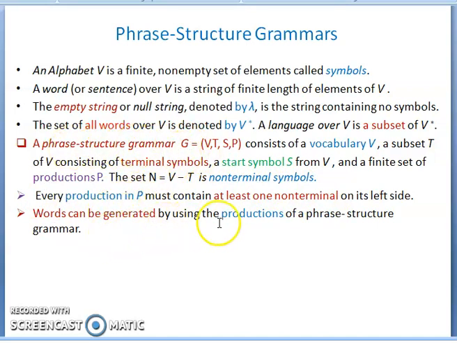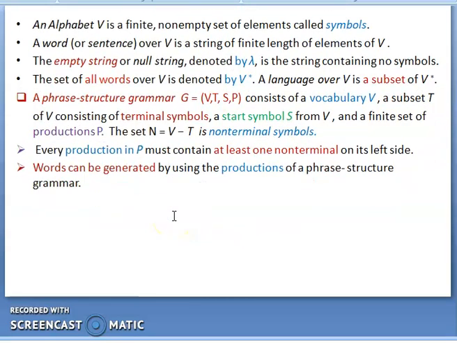Words can be generated by using the productions. The language has a set of words, and all those words are generated by using the productions of a phase structure grammar. This is about the phase structure grammar.